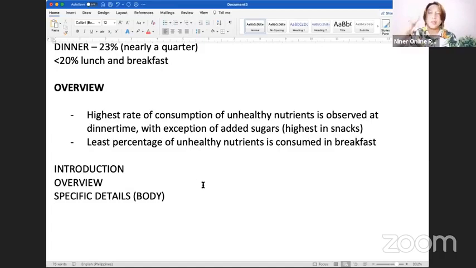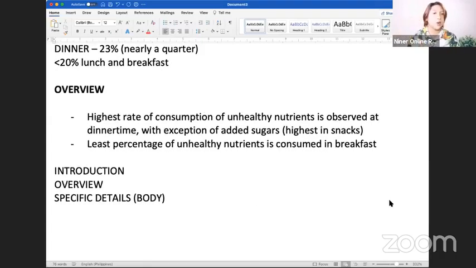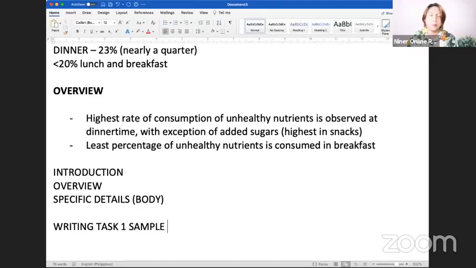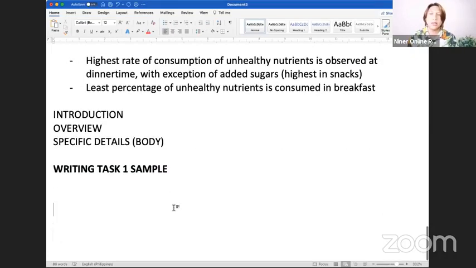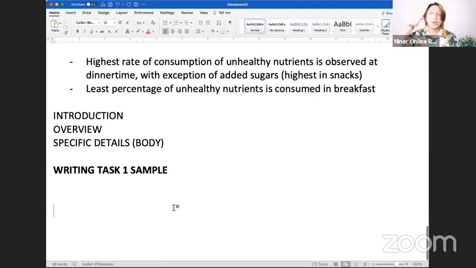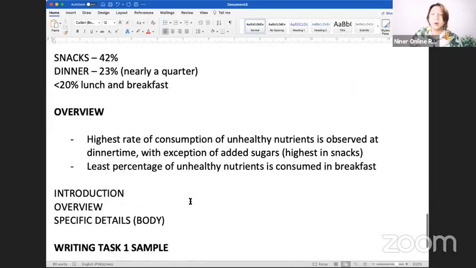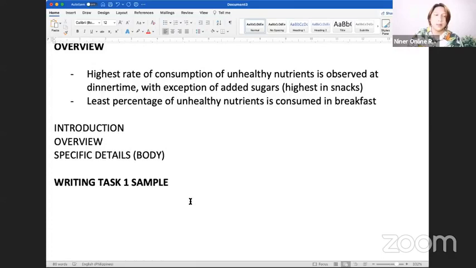Okay, all right, ready guys? I hope everyone is ready to see how this is going to unfold. So let's get started. This is my writing task 1 sample. Please check the time as well because I want to make sure that I finish this in less than 20 minutes. Assuming that I spent around 5 minutes working on the outline, then I should be working on this for right about 12 to 15 minutes. Okay, ready? Let's get started.